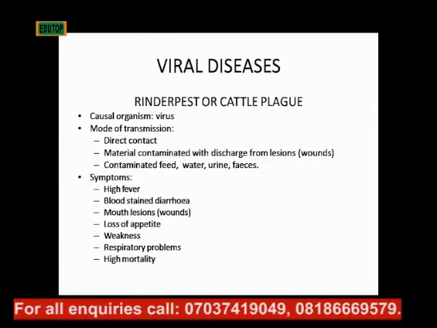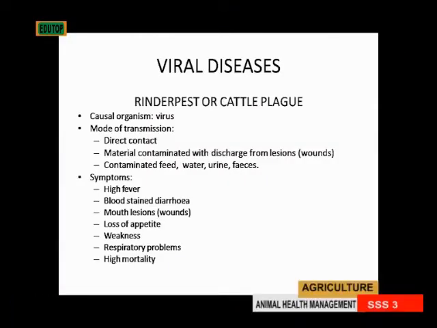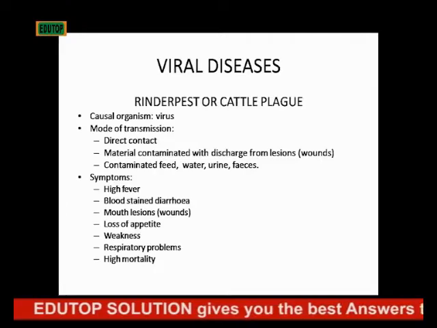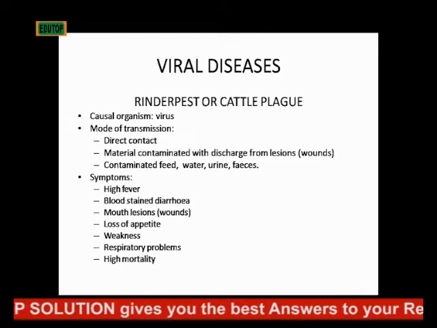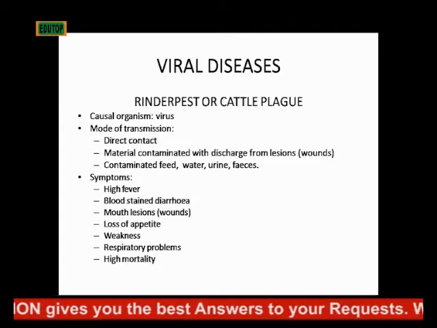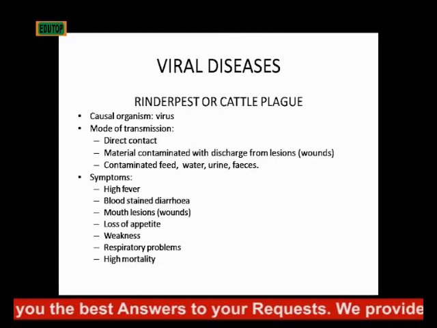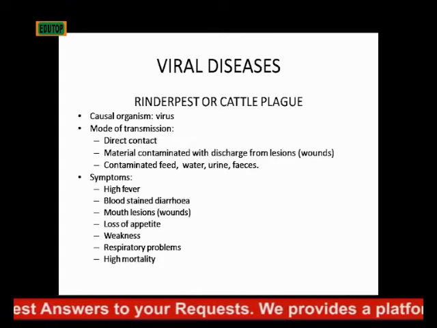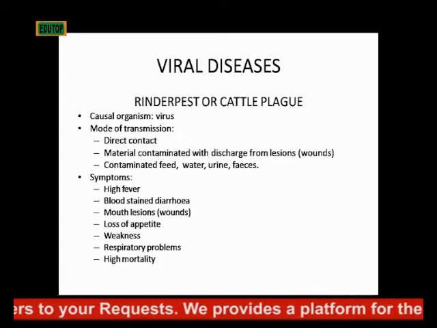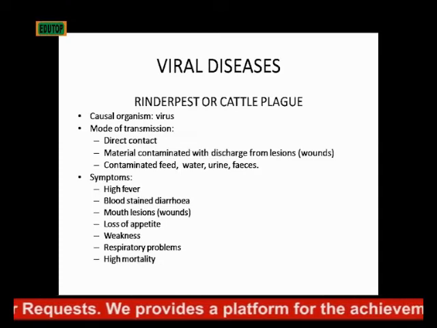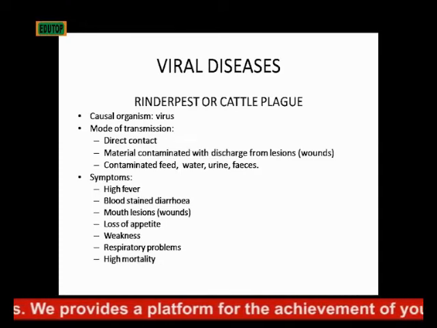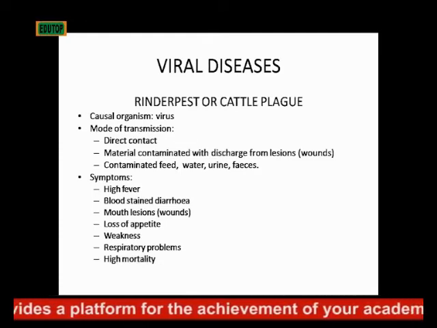The symptoms of rinderpest or cattle plague: high fever, it has diarrhea, that is stooling, and the stool has blood stains in it. Then it has mouth lesions, that is wounds all over the mouth. The animal loses appetite, it doesn't want to eat anymore. Because it can't eat, the animal becomes weak. Then it has respiratory problems.